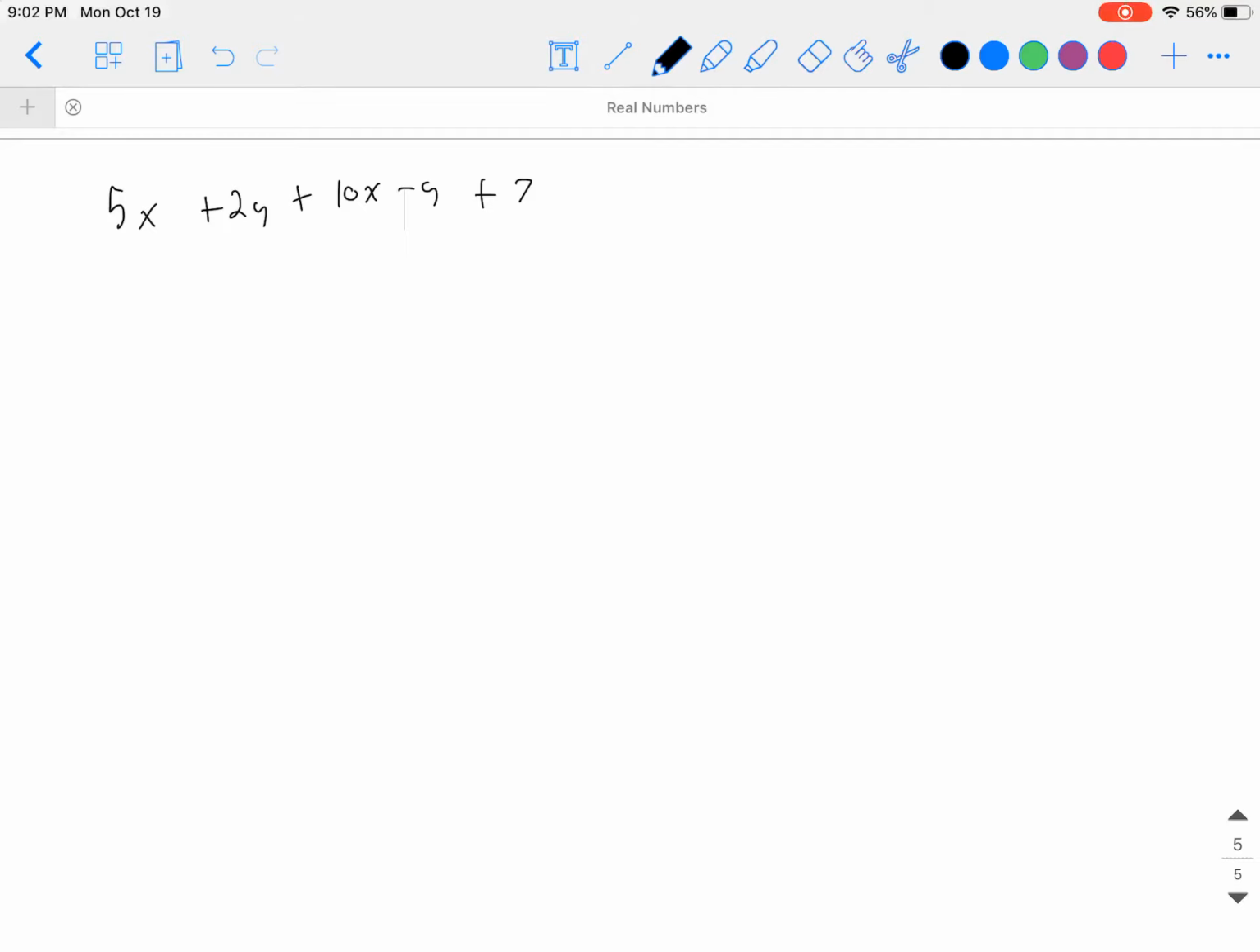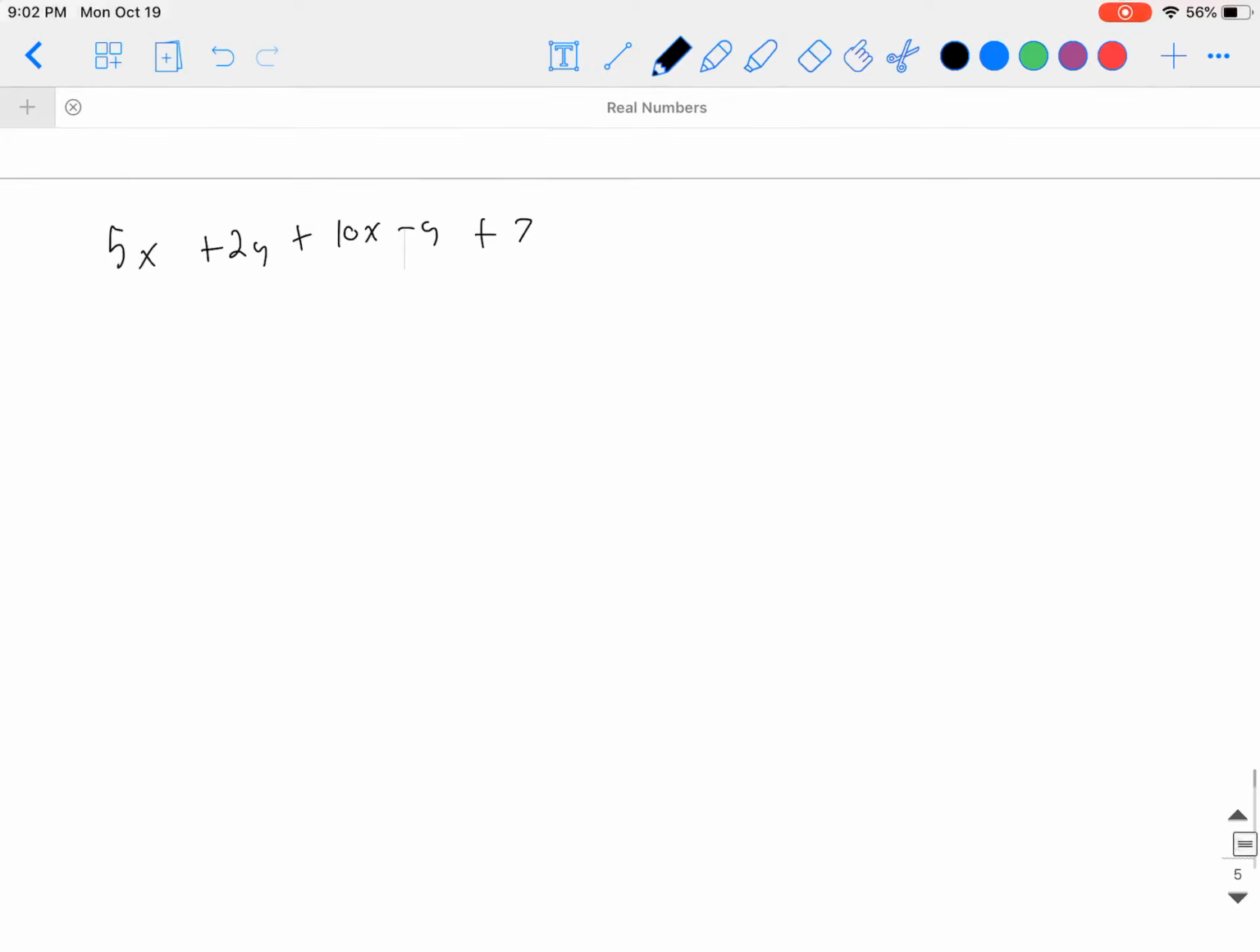You might have also heard the term combine like terms. So what exactly does that mean? Well, when combining like terms, we want to see the variable and the degree on the variable, which is the exponent. If a term has the same variable and the same exponent on the variable, then it is a like term and we can combine it.